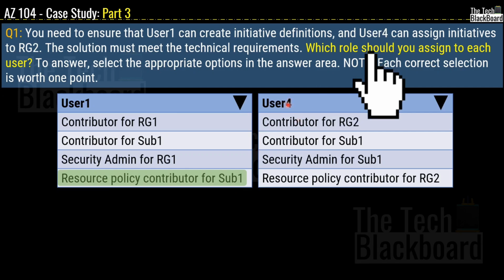Now for the user 4, the question clearly says that user 4 can assign initiatives to RG2, which means that now we are talking on resource group level.